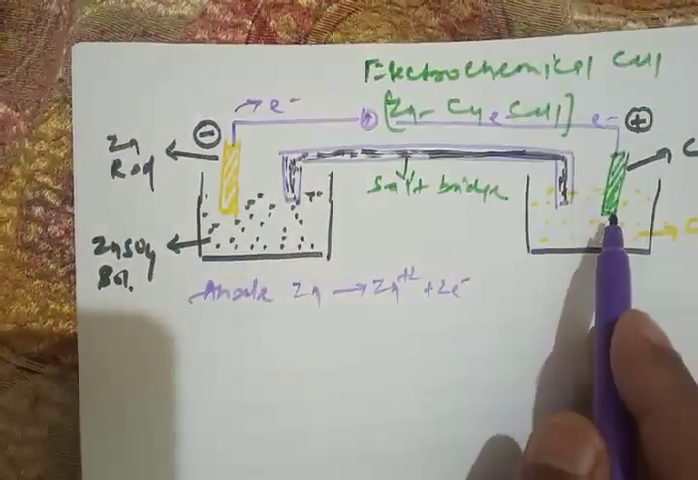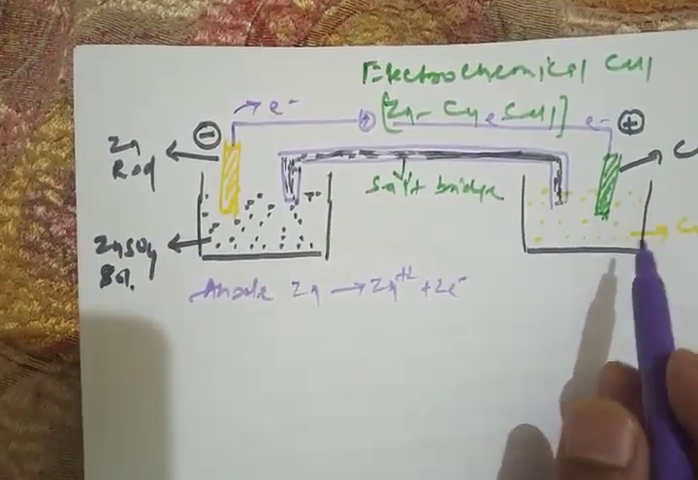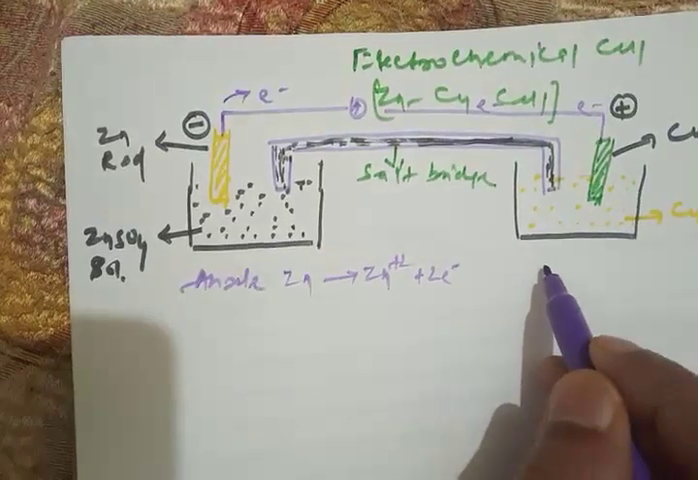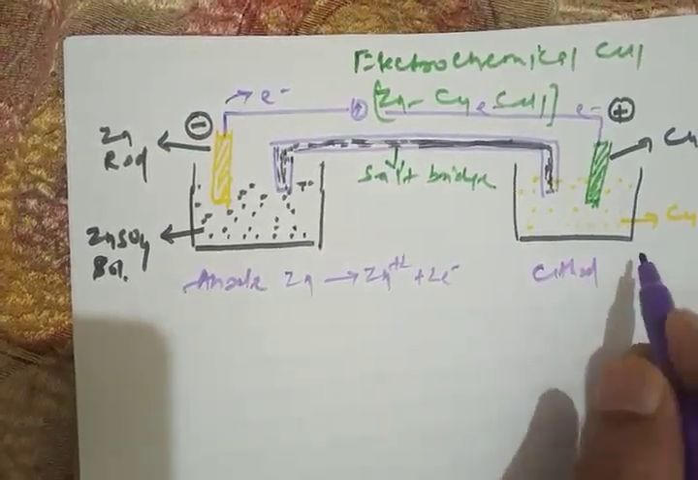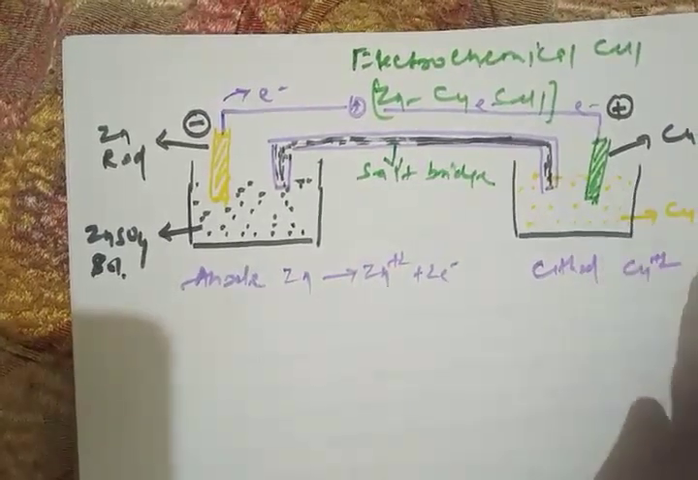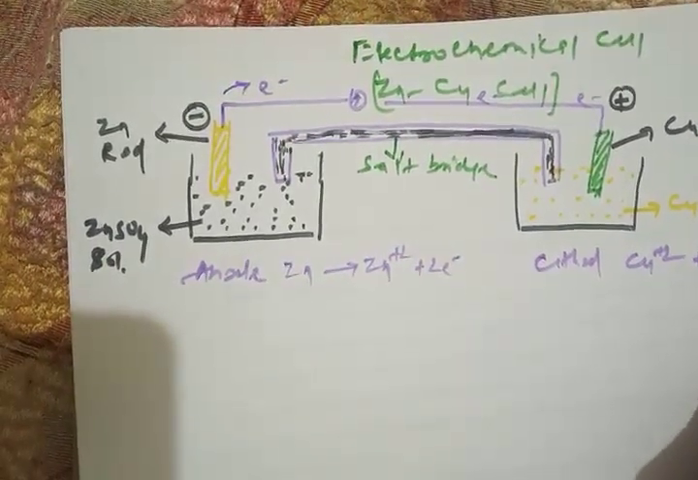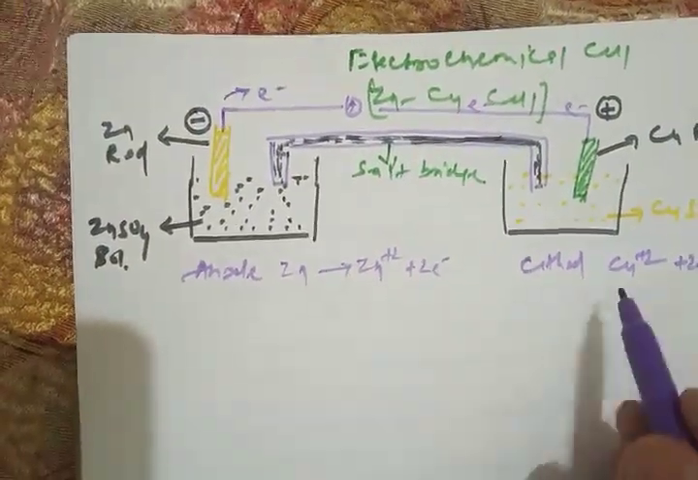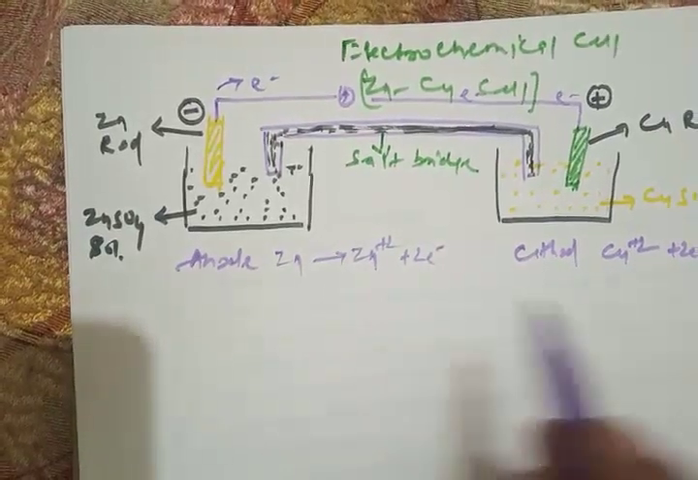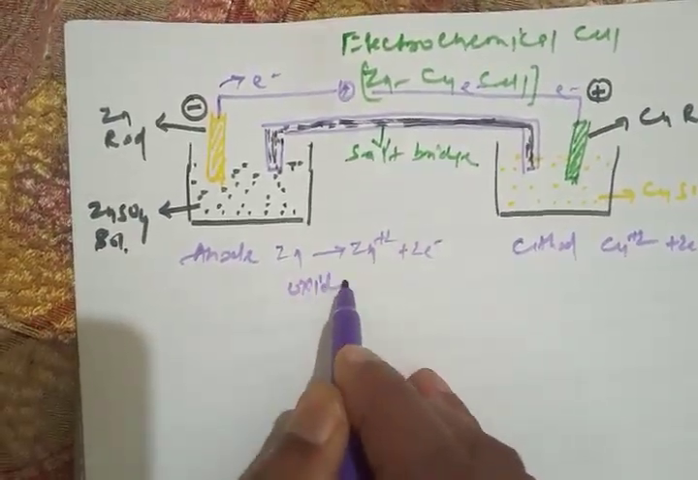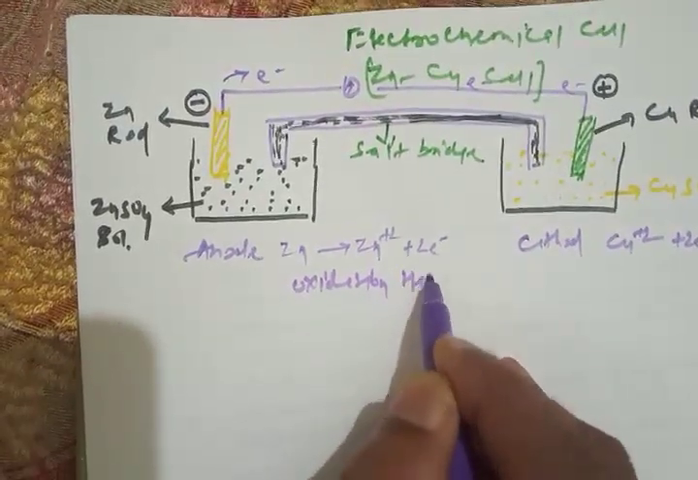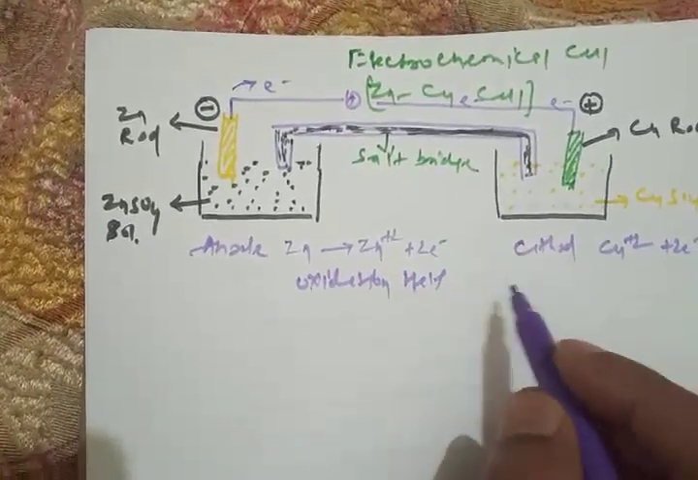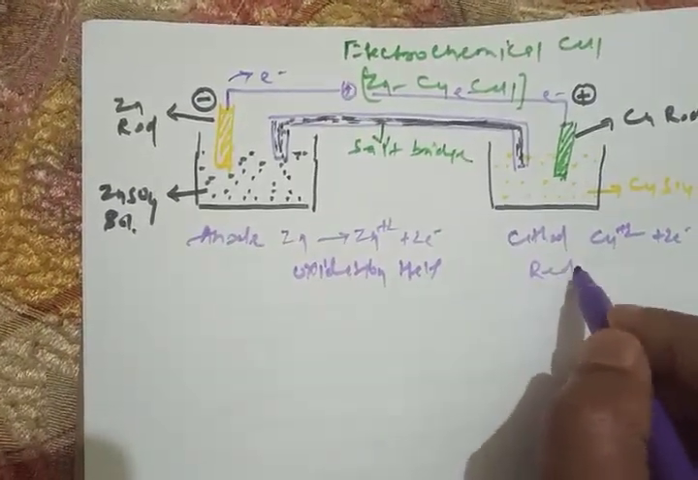At the other end, where the copper rod is, these 2 electrons are taken up. Copper plus 2 is already there in the solution, and these 2 electrons reduce copper plus 2 to copper. So this is the oxidation half cell and this is the reduction half cell.